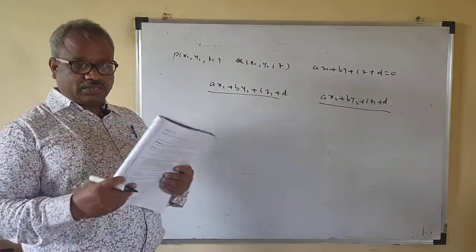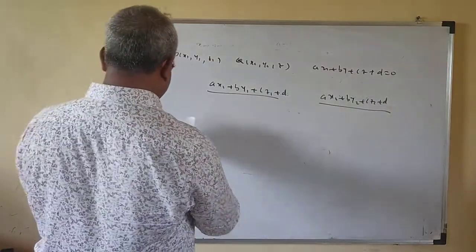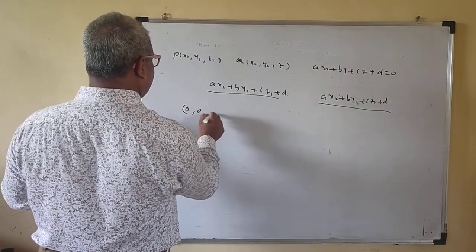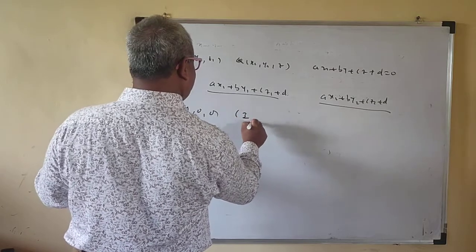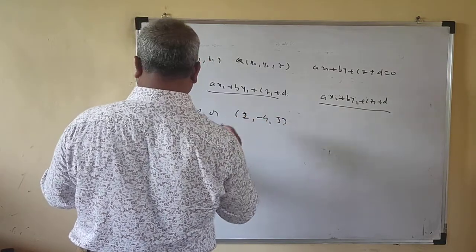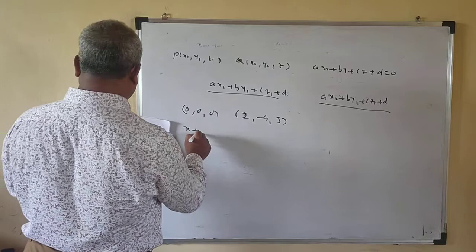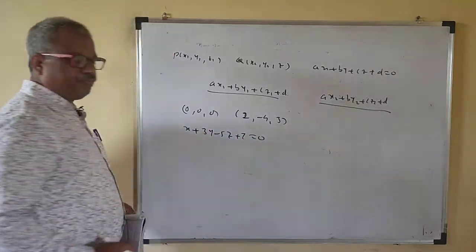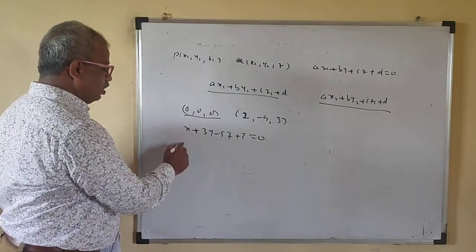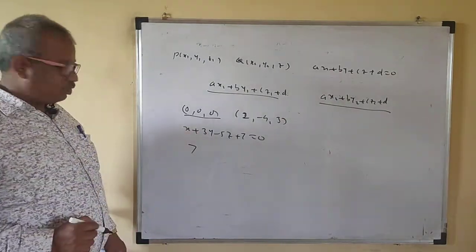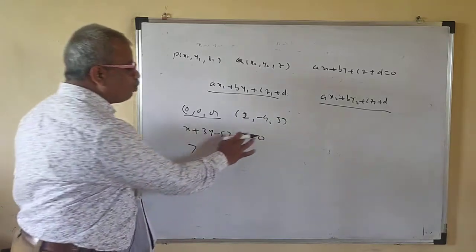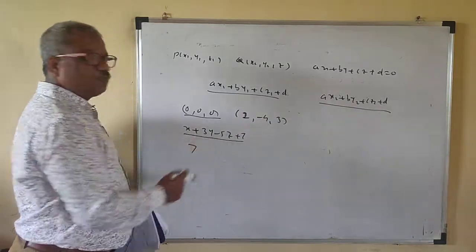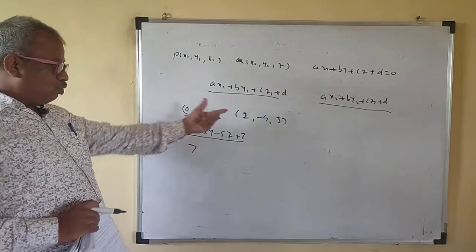So note this. Suppose we do this problem: the origin (0, 0, 0) and the point (2, minus 4, 3), and the equation of the plane is x plus 3y minus 5z plus 7 is equal to 0. I will put the origin here, and the value is 7. So you have to forget the equal to 0. You have to find the value of this expression for the origin, and then for this point.